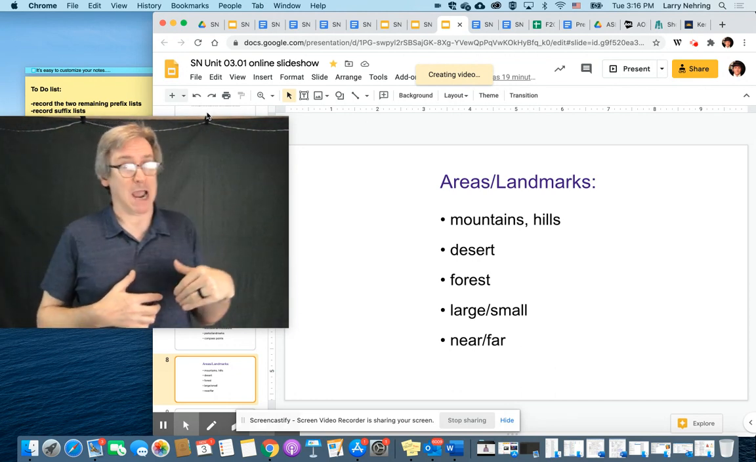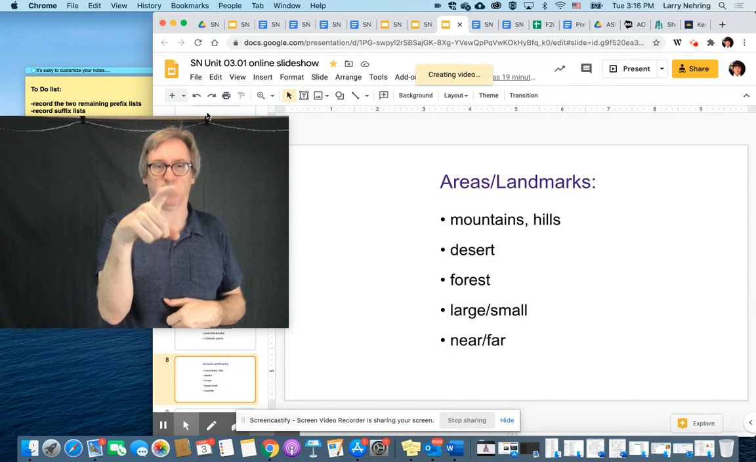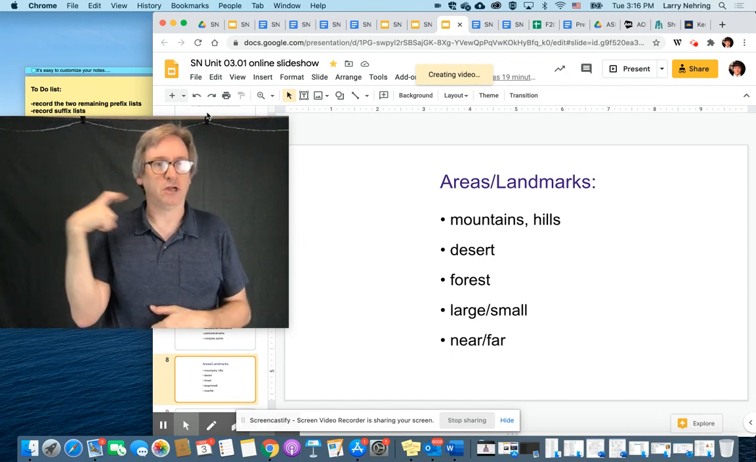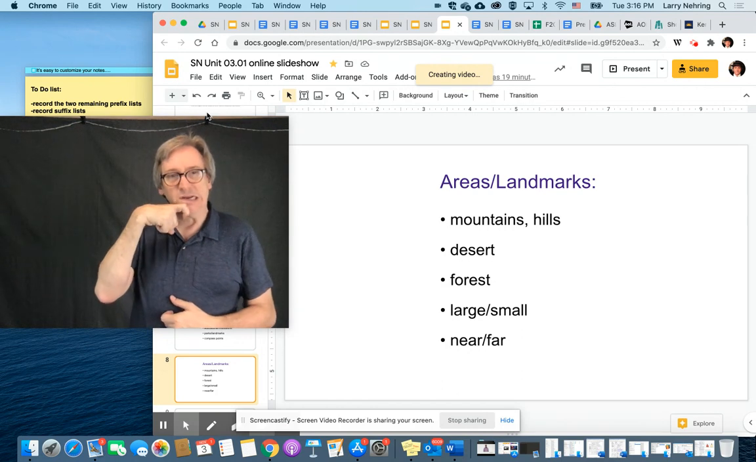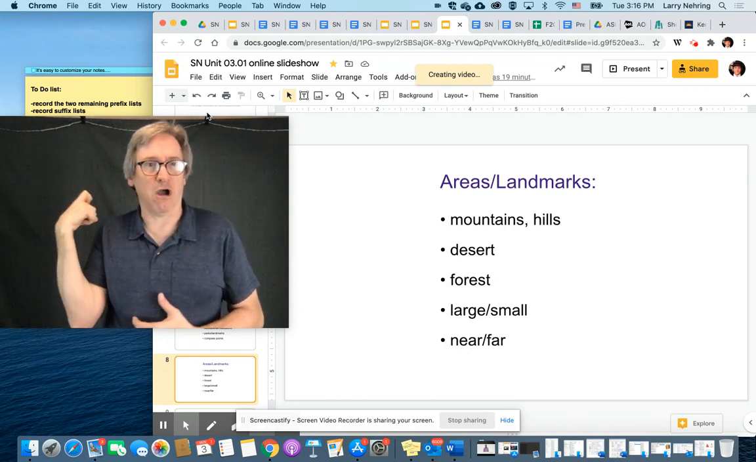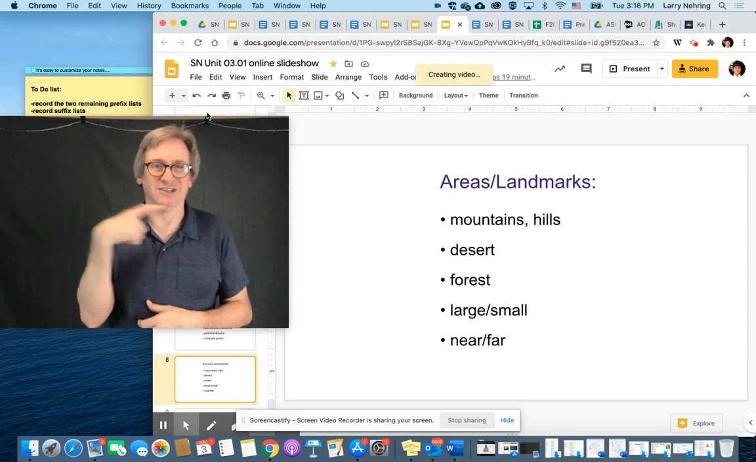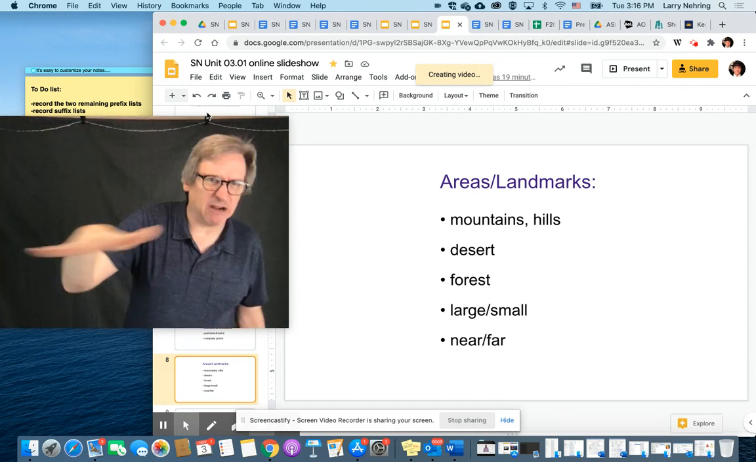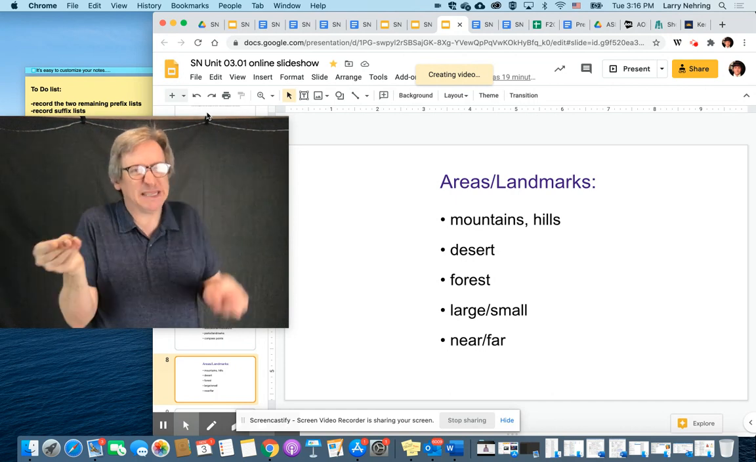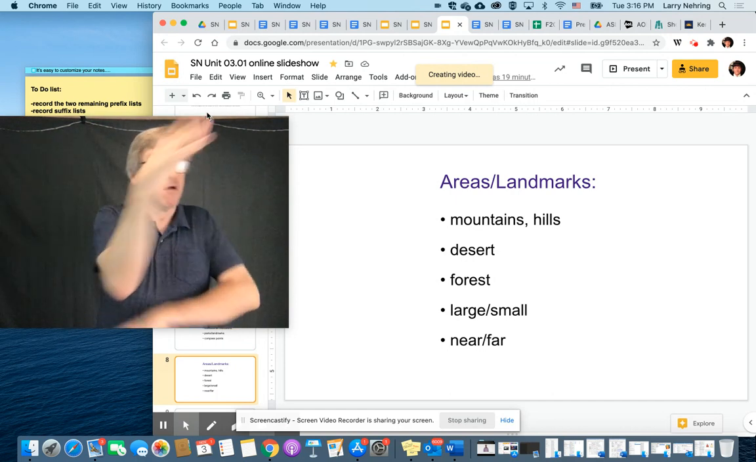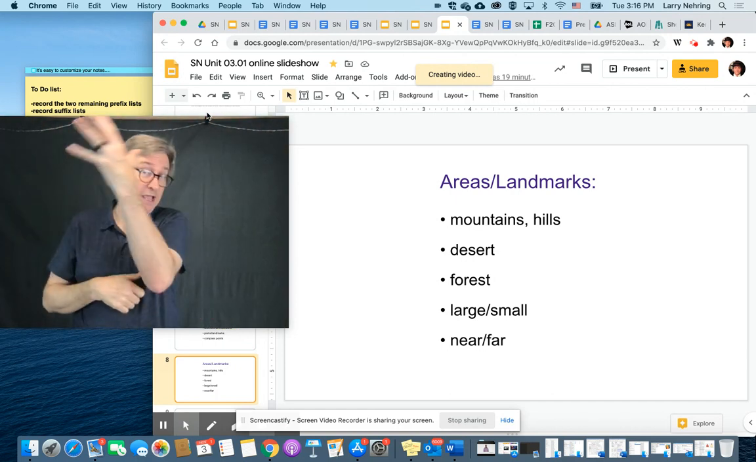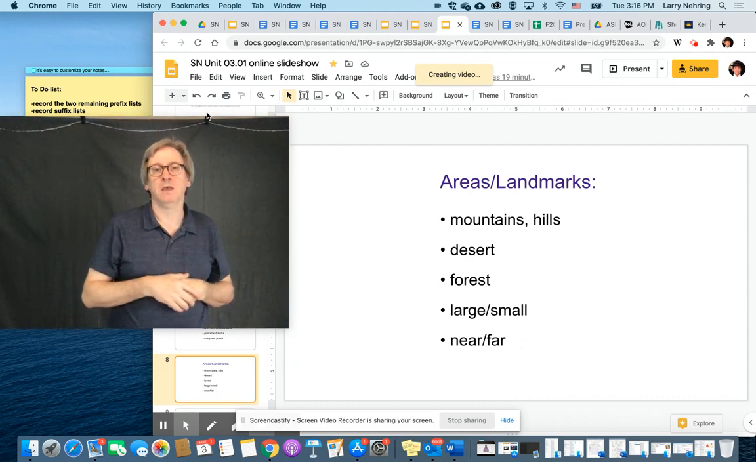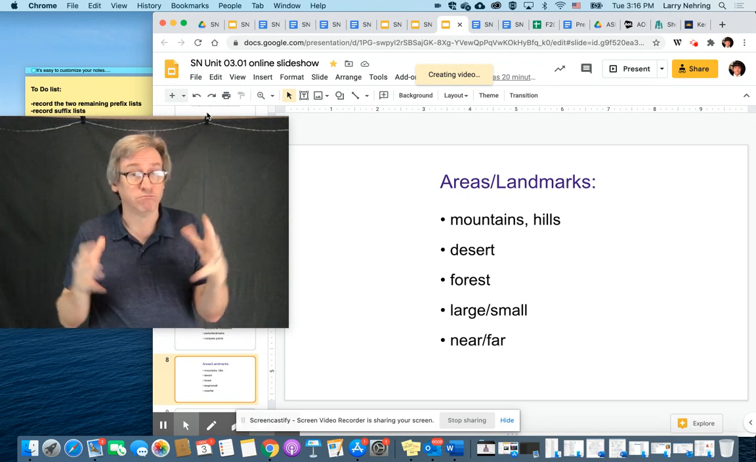Desert is dry. So you're going to take your little, well, it starts out index finger and then it becomes an X and dry. So you wipe the moisture out of your mouth. Dry. Desert area, dry area, sandy. Forest, and you can use both hands. So trees. Large and small.